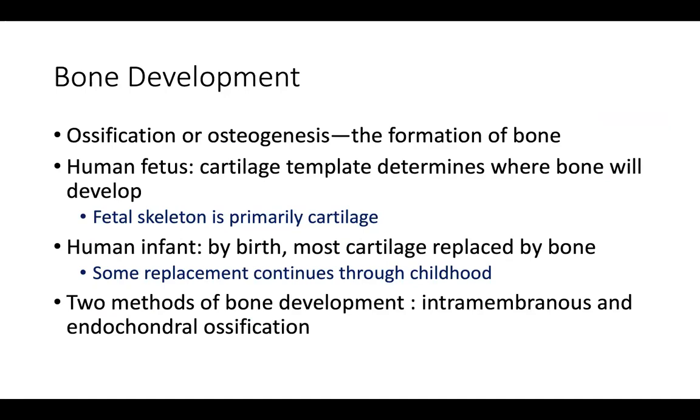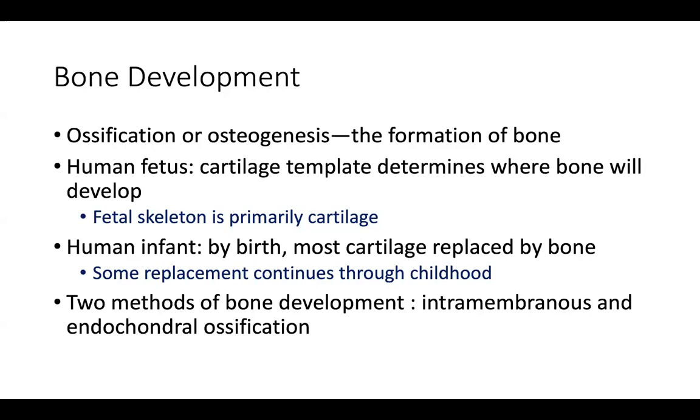So the process of bone development is called ossification or osteogenesis. In the fetal stage, humans are primarily just cartilage. So it's a cartilage skeleton in utero, and it'll eventually become bone. I'll talk about how that works. By birth, most of the cartilage has been replaced by bone. Some of it will remain and be replaced by bone throughout childhood. And then we still have some cartilage, obviously, in our ears and our nose that never gets replaced by bone.